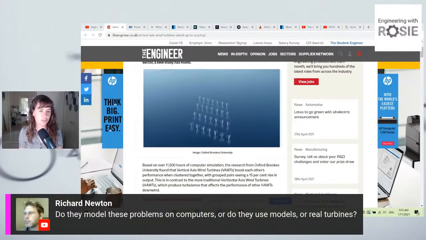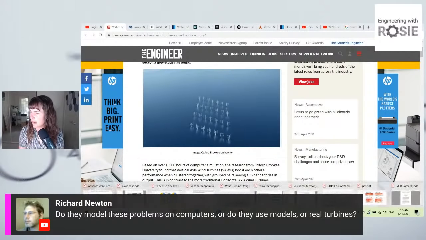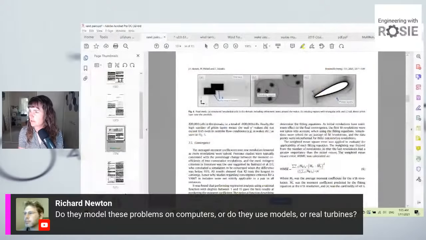Okay, so Richard Newton says, do they model these problems on computers, or do they use models or real turbines? They do all of that. That vertical axis paper, this one, it's just two-dimensional computational simulations. They do refer to somebody who tested in a wind tunnel something that was similar. So that would be an example of the middle option where they're using a model in a wind tunnel.